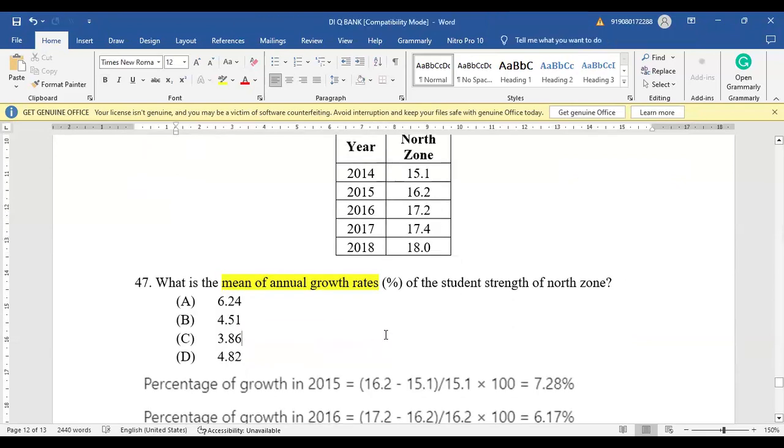What is the question actually? Can anybody explain what they're asking in the question? What type of question is this? Very good, average. Just average. They're asking something else. Average is right, but they're asking something else. What is that? Average of percentage increase. Very good, Pankuri ma'am. It is growth rate, overall growth rate. So average of percentage increase.